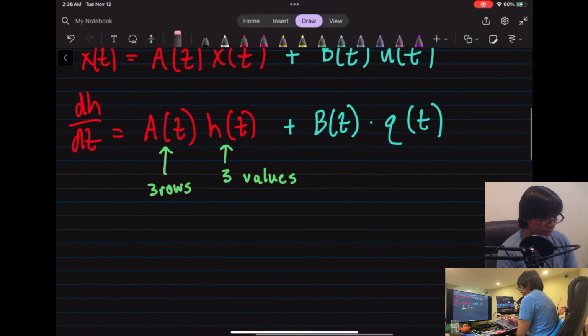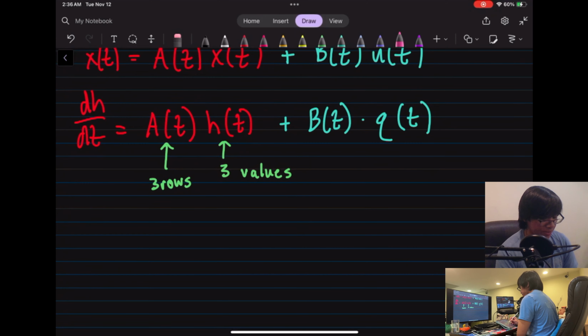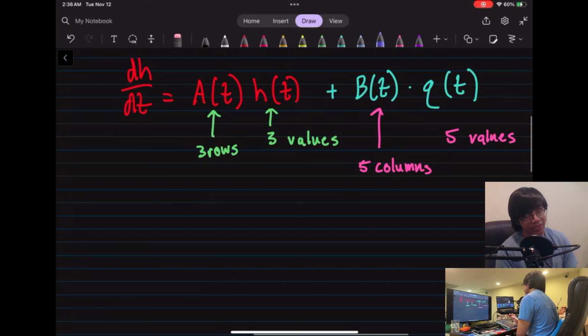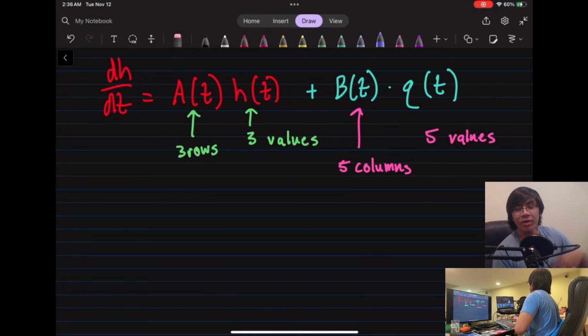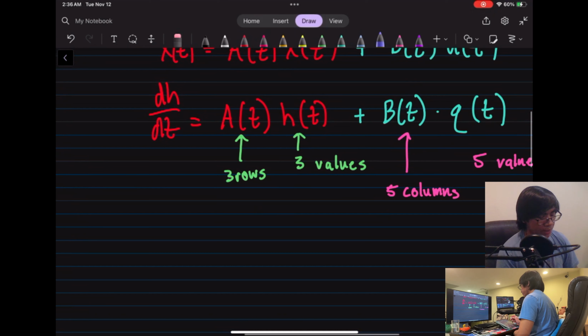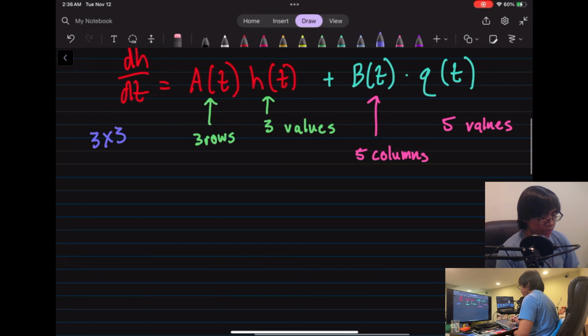And then of course, if you have, let's say, 5 inlet flows, so 5 values in our input vector, the B matrix has to have 5 columns to compensate. If we keep the idea of 3 heights for 3 tanks, so we have 3 tanks, but now 5 inlets going in, the right-hand side is still 3 by 3. So our B matrix has to be 3 by 5 in order to make this equation make sense.